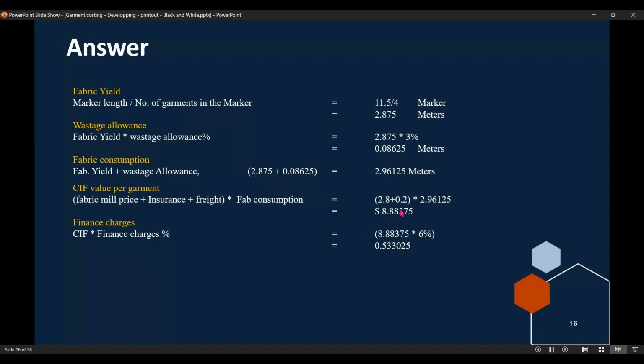Now the bank will charge finance charges based on the CIF value. The CIF value is 8.88375. The finance charges are 6%. So the bank will charge $0.53305 for this. Now this cost will also be added to our fabric cost. Our fabric cost is the CIF value plus the finance charges. So it will be 9.416775.